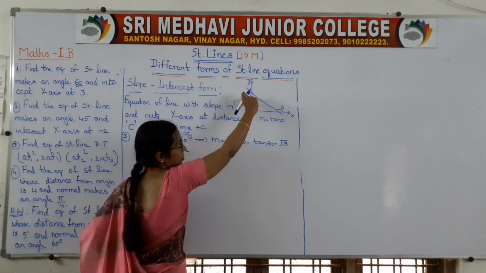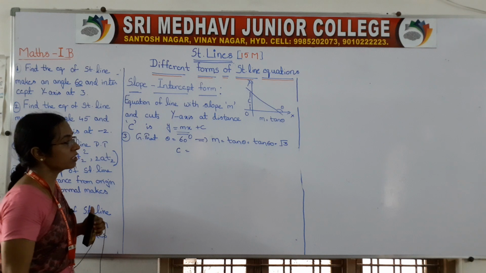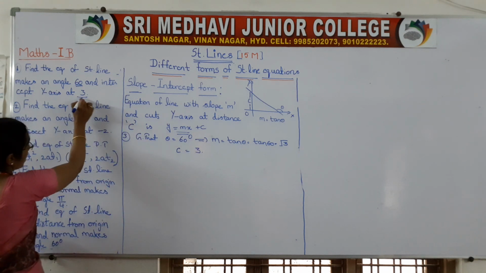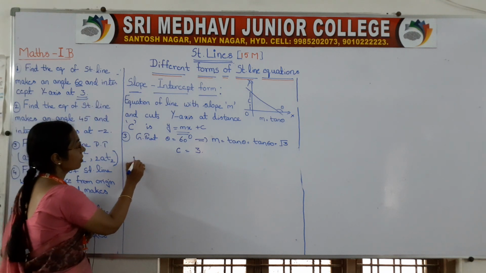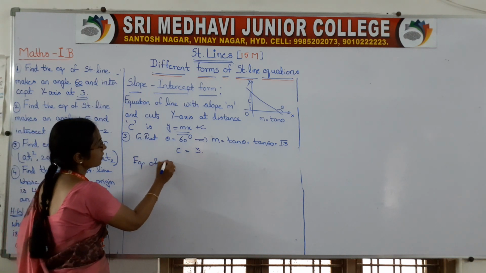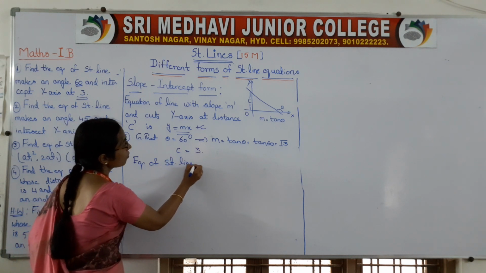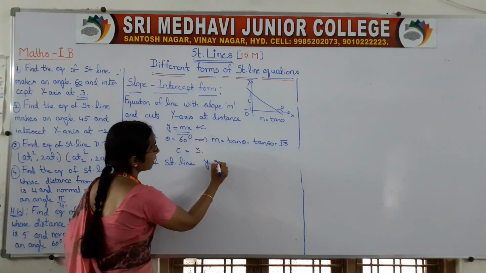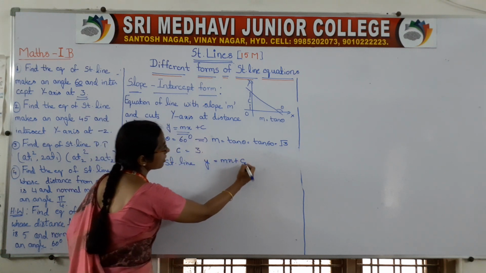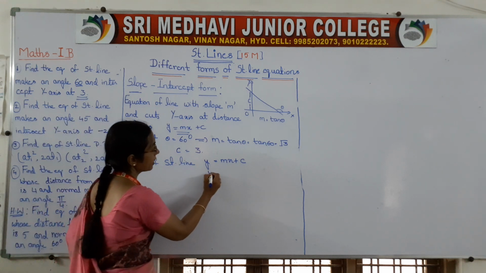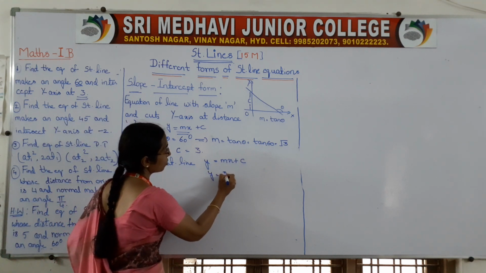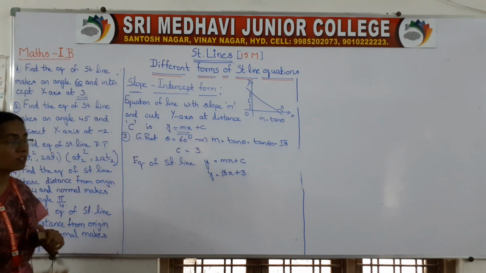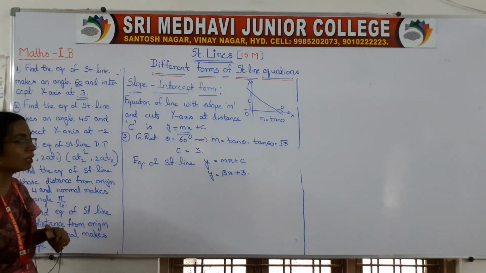The y-axis intercept is called c, and the c value is also given to you, at 3. Whenever we know the slope and the intercept, we take the formula y is equal to mx plus c. Substituting, y is equal to root 3x plus 3. Generally in a line equation, the x term should come first, then the y term, then the constant.